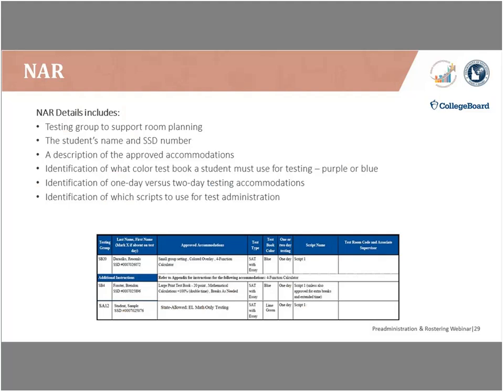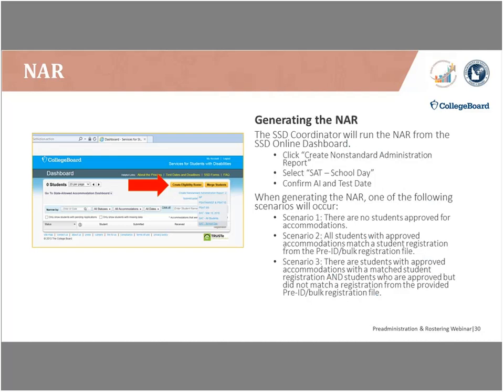The NAR details include the testing group to support the room planning, the student's name and their SSD number, a description of the approved accommodations, the identification of what color test booklet the student will use. If they're testing with accommodations in a regular testing setting, they'll use a purple book. If they're going to be testing in an accommodated or in a smaller group setting, they'll be testing with a blue book. Identification of 1-day versus 2-day testing accommodations, and then identification of which scripts to use from the testing manuals for the test administration.